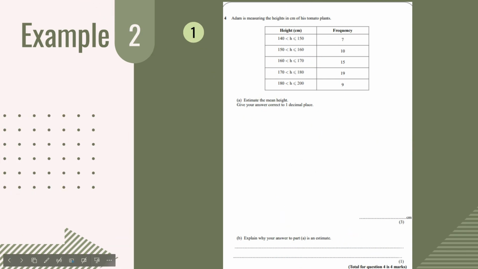Here's another example to have a go at. Have a go, pause the video and unpause when you've done. Adam is measuring the height in centimetres of his tomato plants. Part A of the question asks us to estimate the mean height and to give our answer correct to 1 decimal place.